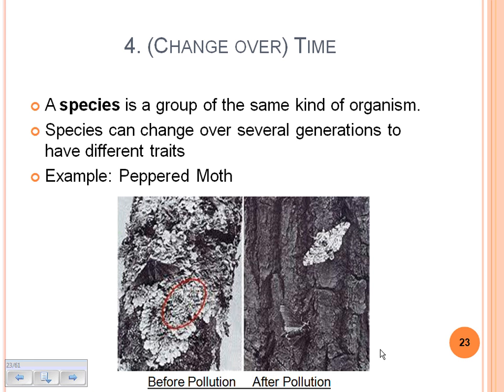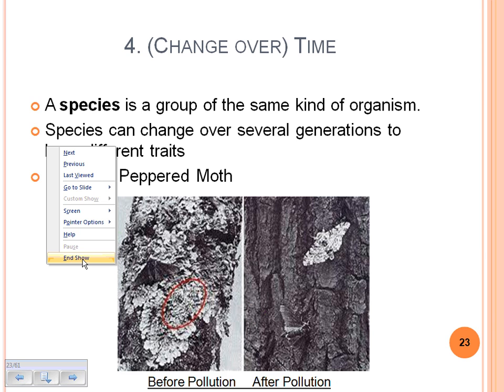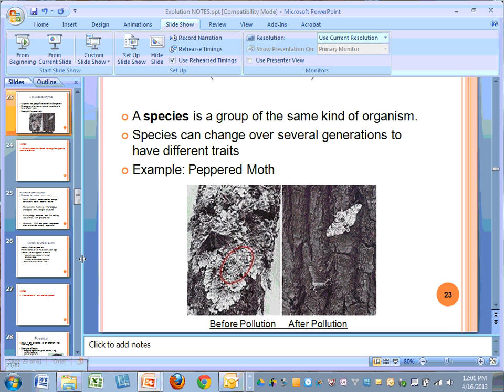So this concludes the first part of the notes, a little bit of information behind the theories of evolution and the important scientists, and then the explanations of how natural selection occurs.